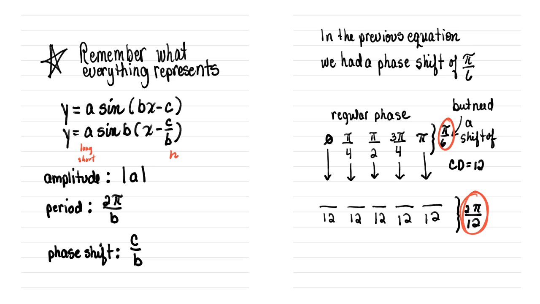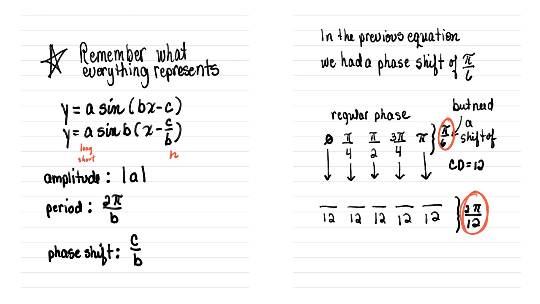Okay, we need to be conscious of remembering what every little variable inside here, the a, the b, the c's, pretty much represents. The amplitude is, of course, the absolute value of a. Period is 2 pi over b, and so you're using the b there. And the phase shift is c over b, so the value that's happening there for c. In the previous equation, we had a phase shift of pi over 6.